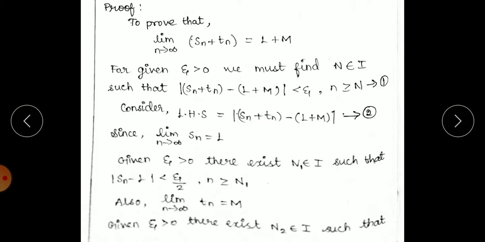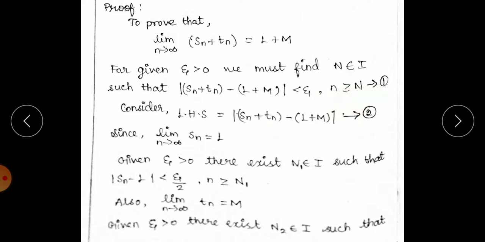To prove that limit as n tends to infinity of Sn plus Tn equals L plus M. This is only what we are going to prove. As per the convergent sequence definition and the limit of the sequence definition, for given epsilon greater than 0, we must find N belonging to I such that modulus of Sn plus Tn minus L plus M is less than epsilon. We know that for the limit of a sequence, generally we take modulus of Sn minus L less than epsilon. Likewise here we take Sn plus Tn minus L plus M less than epsilon, where n is greater than or equal to N. Take this as the first equation.